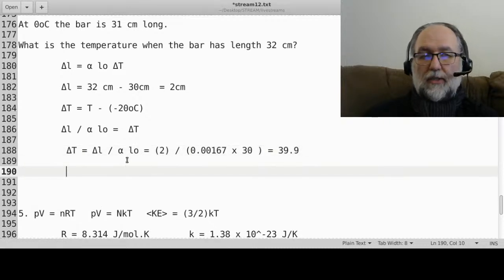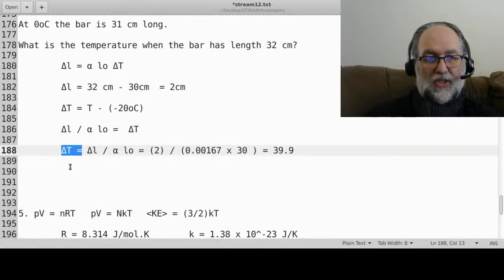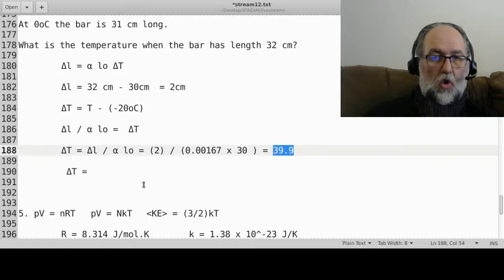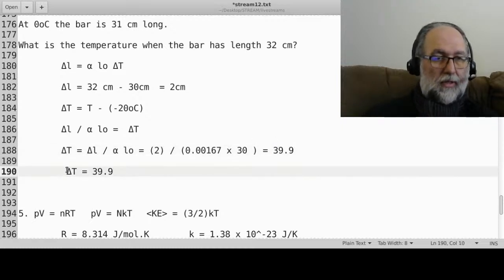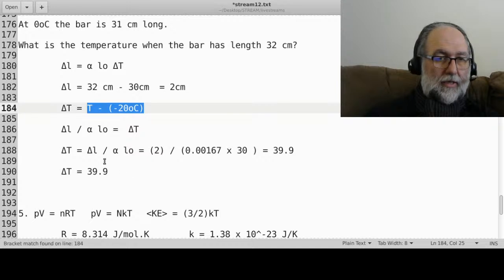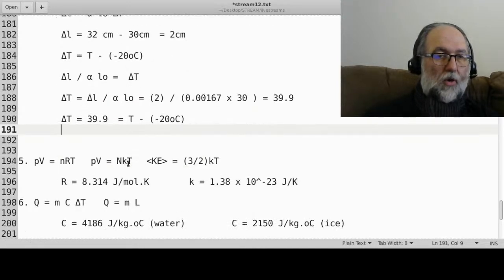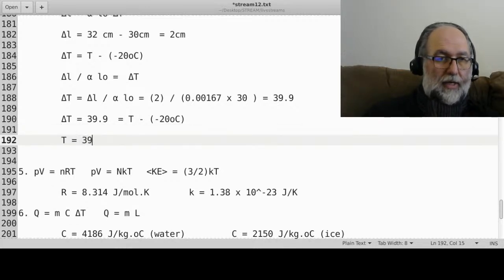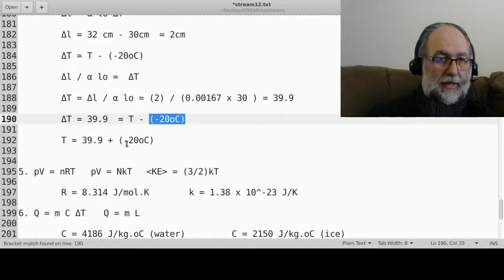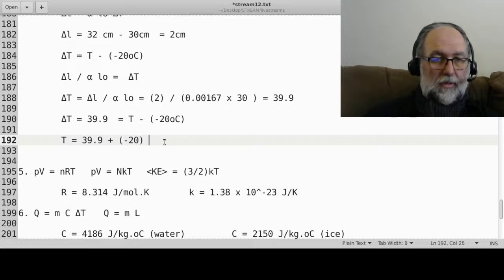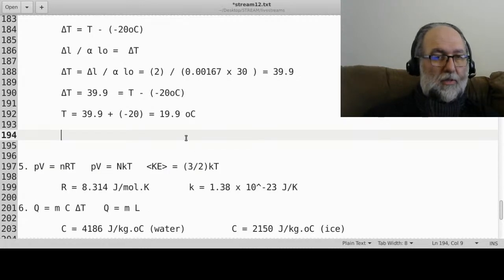Now that's your delta T. That isn't your final temperature. That's how much the temperature increases over your reference temperature. So what your temperature is actually going to be is the 39.9, which is how much it increased over the 20 degrees, and so your answer turns out to be 19.9 degrees Celsius. Let me explain what I did here. Maybe I went a little bit fast.